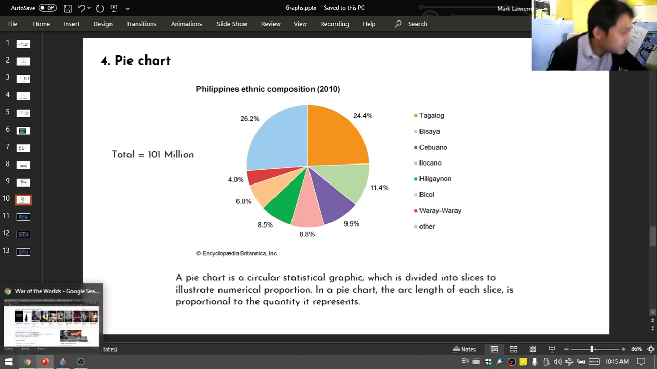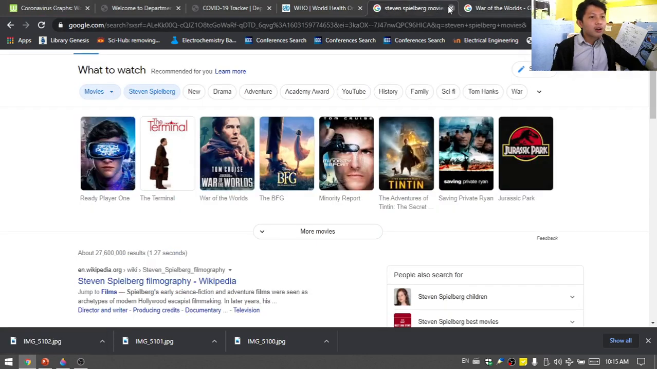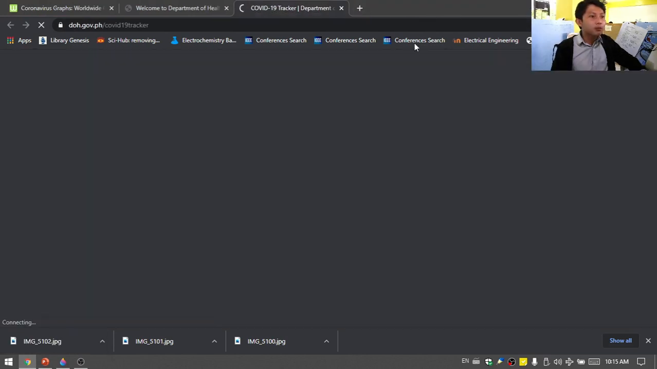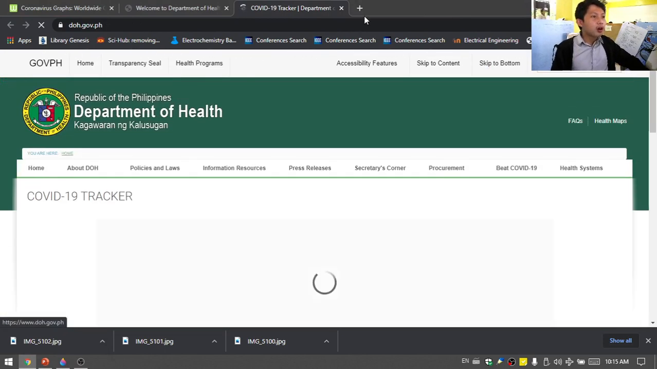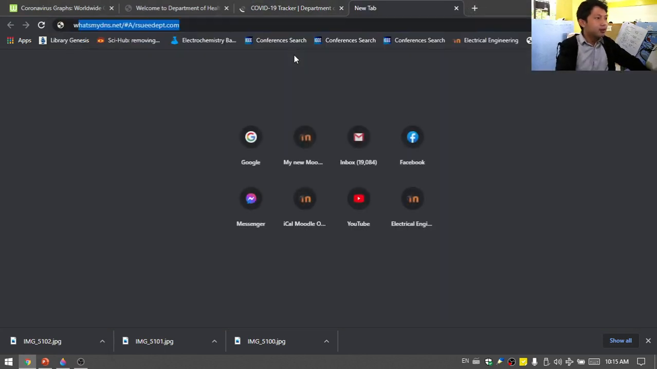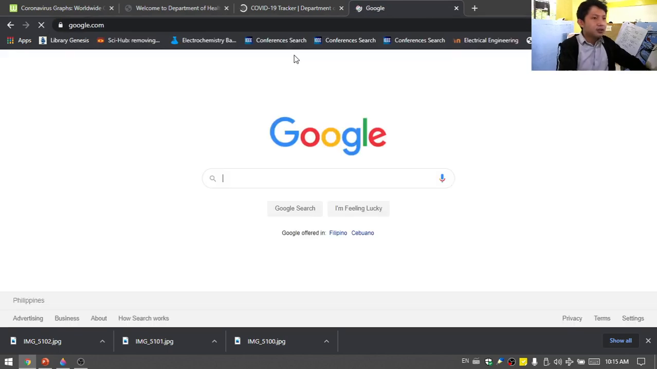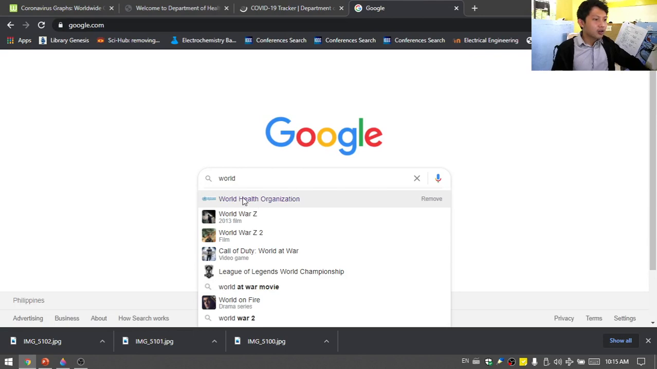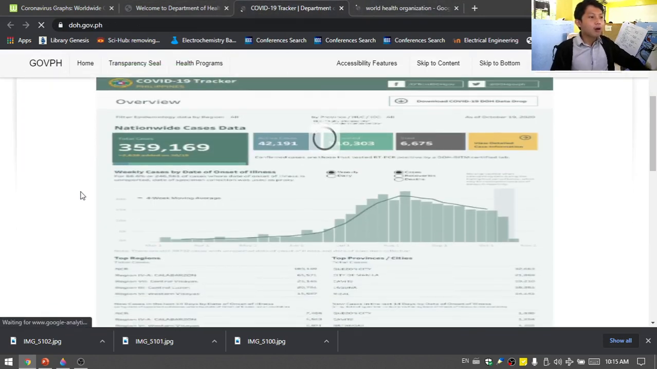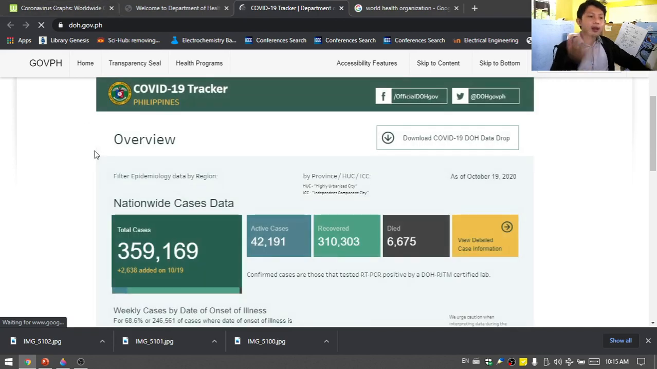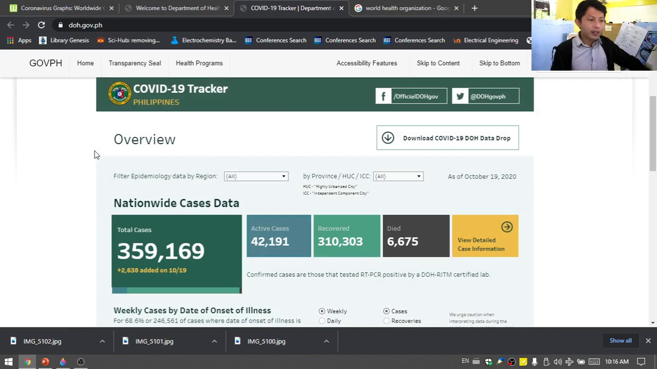So let's look at actual data. We're going to use real data from the DOH, the Department of Health. So I'm going to analyze the data.